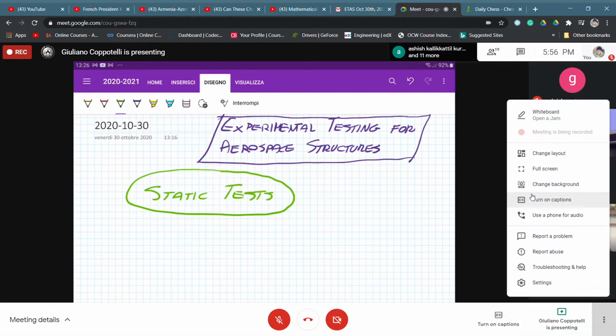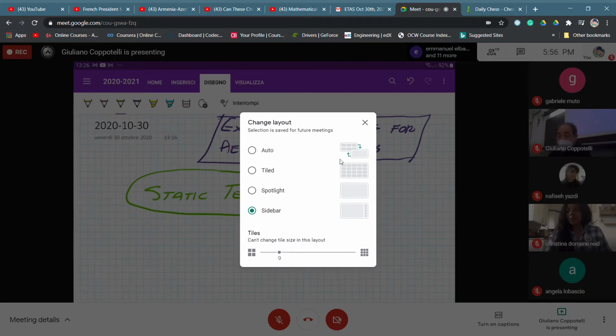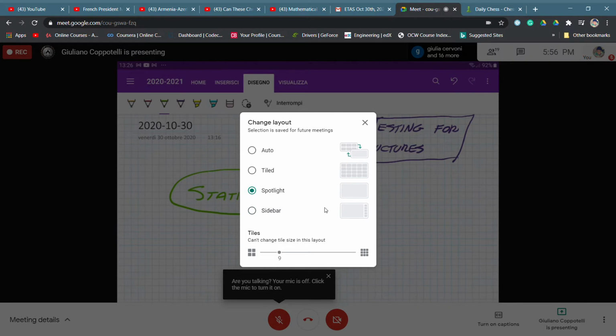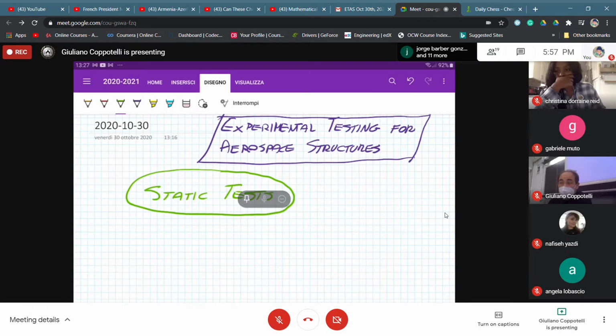Okay, so you did a lot of activity during the previous years to characterize your structure from the numerical point of view. Now with static tests, you are in the condition to prove that the elastic behavior is the one that you are predicting with your finite element model.